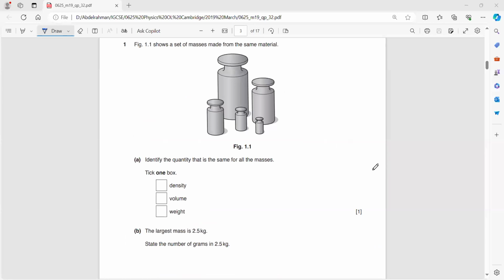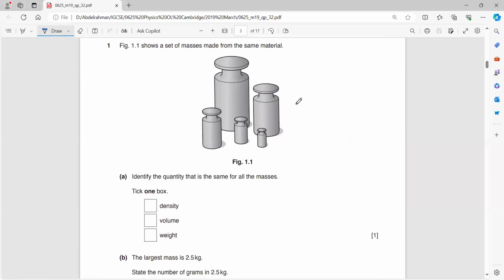Question 1. We have some different masses of the same material. Identify one quantity that is the same for all of the masses. What's one quantity that should be the same for all of them? Density. It has to be the density.